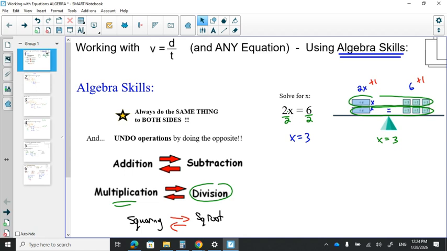Cool. All right, so that is it for working with equations using algebra skills.